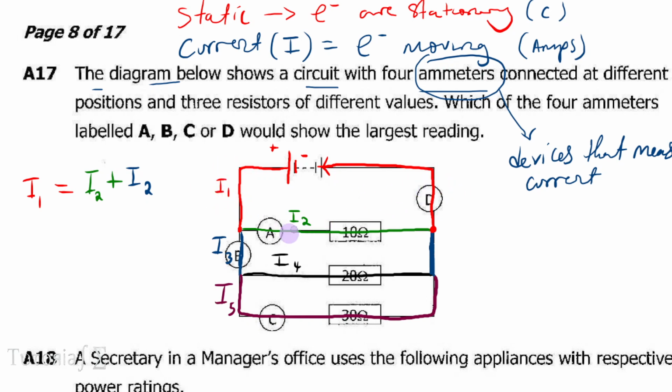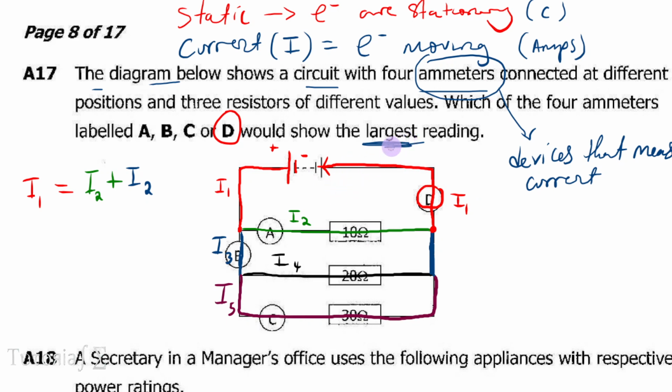Now, having that explained, which one do you think would have the largest reading? The largest reading will actually be given by D here, because D has the original current, the current that it started with. So D will have the largest reading because it is the current that it started with.